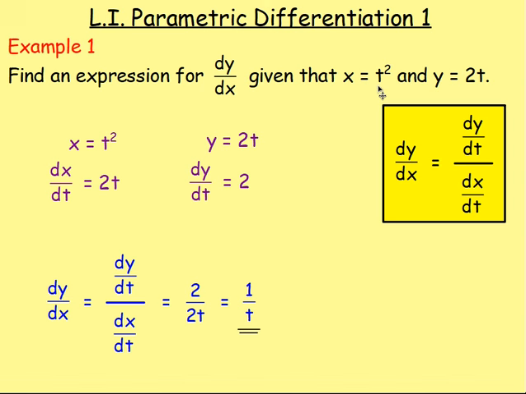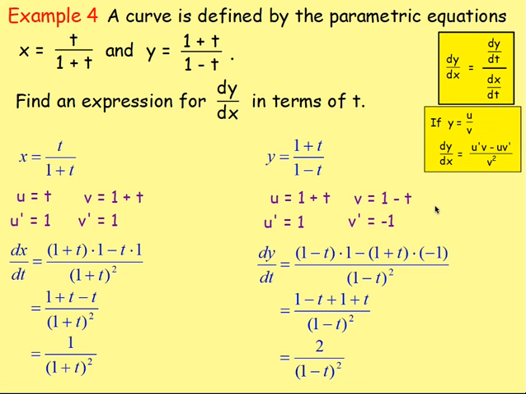To get dy by dx equals dy by dt over dx by dt. Differentiate x with respect to t, well, that's just going to give you 2t. Differentiate y with respect to t, and the other side is t, so dy by dt would just be 2. dy by dx equals dy by dt over dx by dt, so we'd have 2 over 2t. Cancel the 2 at the top and the bottom, and you'd get 1 over t.